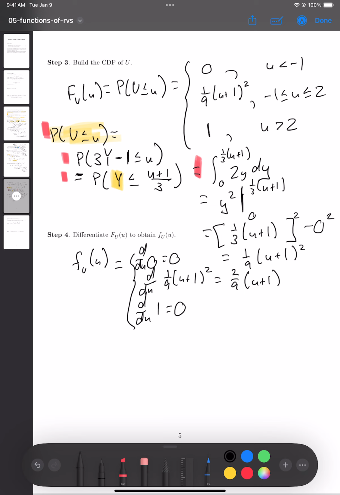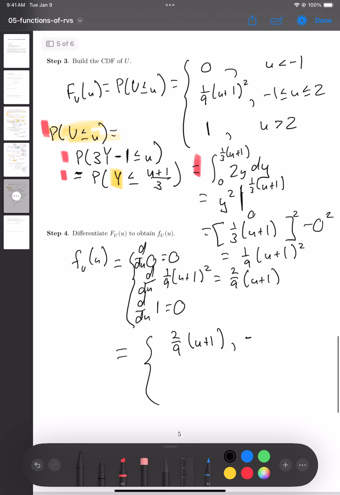And so our full distribution function with the support, which I omitted up here because I ran out of space, is that the density function is 2/9 (u plus 1), and that occurs when u is between -1 and 2, and 0 otherwise. That's the full support of the density function, in case I misspoke a few seconds ago.